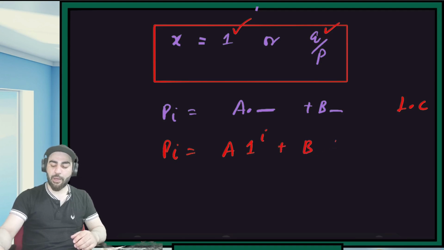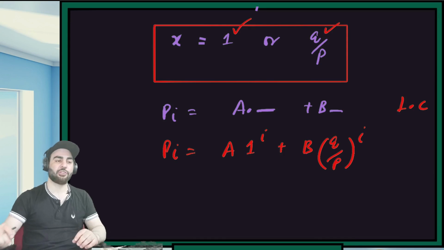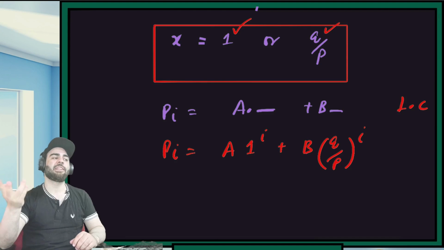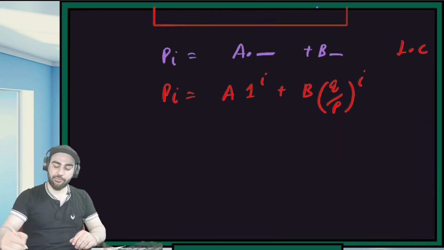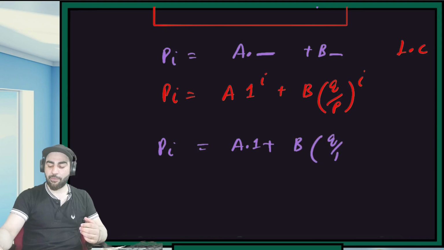Second root is (q/p)^i. Okay, this is how we solve these difference equations. You initially make a guess, and from the guess you take a root, and then you take the linear combination of these two roots. So this p_i can now be written as a plus b (q/p)^i, since 1 to the power i is 1.